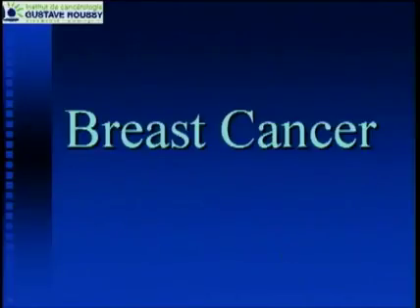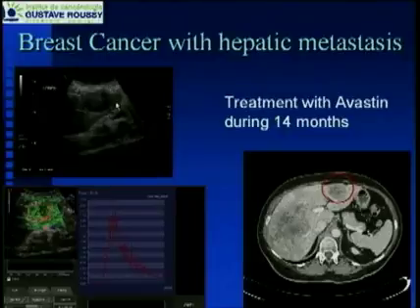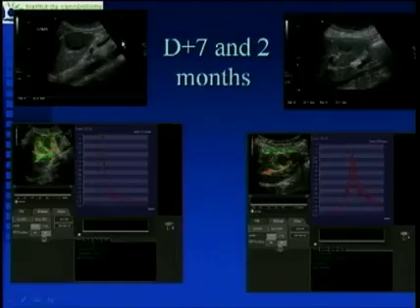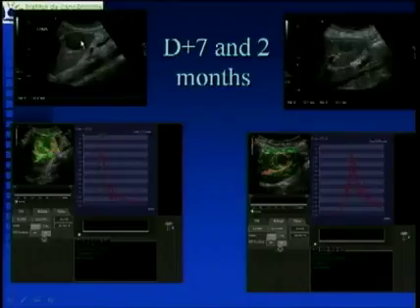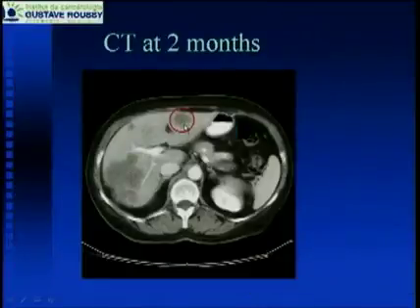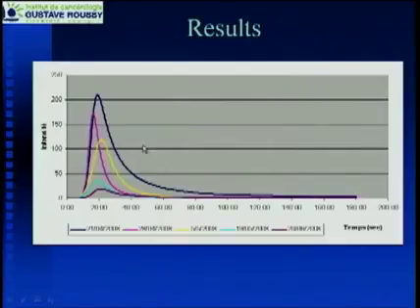We are moving to breast cancer also. This is a woman with metastasis in the liver, before treatment in B mode, using contrast agent, and this was the lesion on CT scan. This patient had Avastin during 14 months, which is more than the progression-free survival that they published in their huge publication. And we followed the patient after 1 week, you can see the beginning, and after 2 months a necrotic area, and this is the CT scan and the quantification curve.